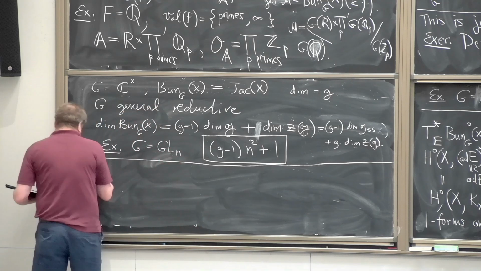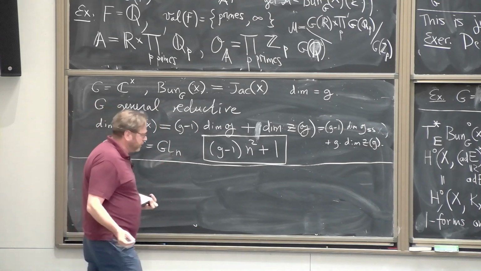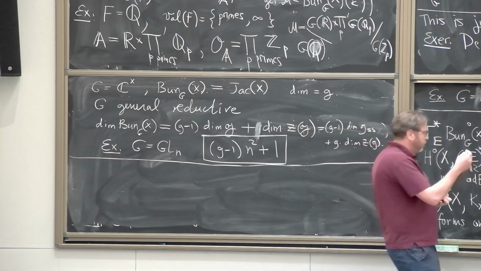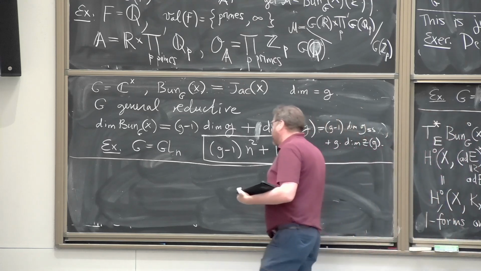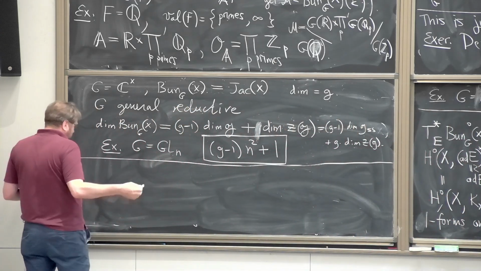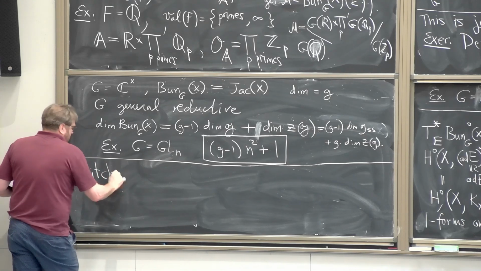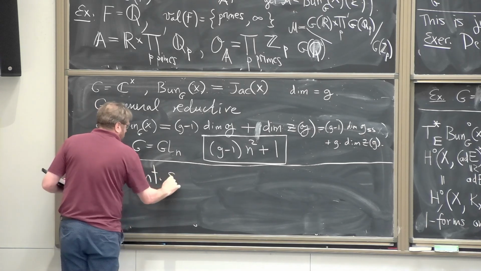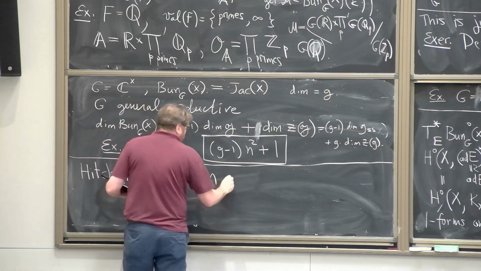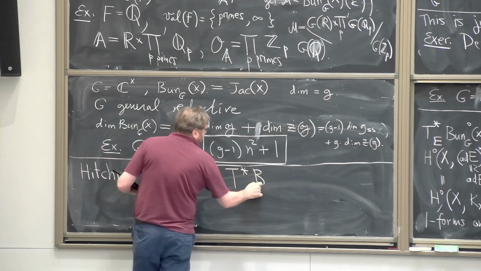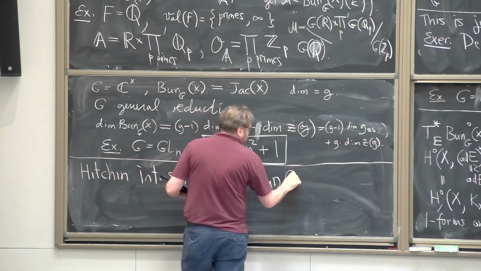So now let me finish by giving the definition of the Hitchin integrable system, and then we will discuss integrability, prove it, and compute examples next time. So, the Hitchin integrable system on T star of Bun_G of X.